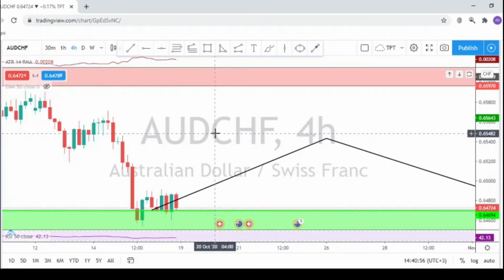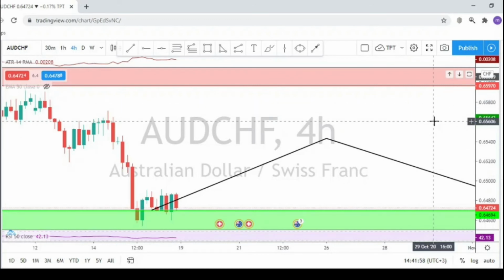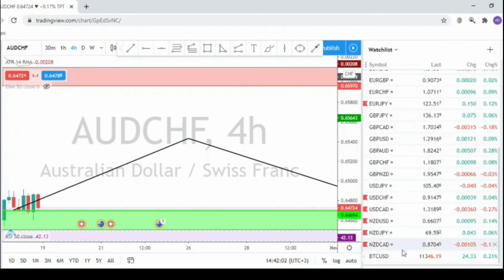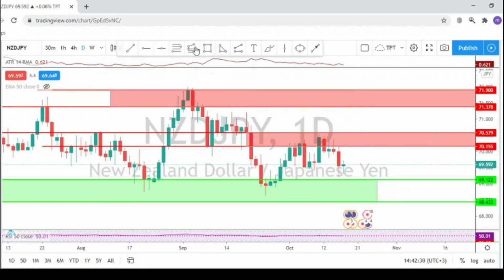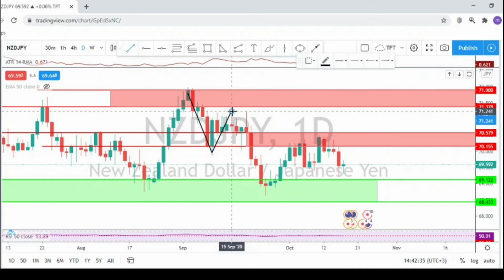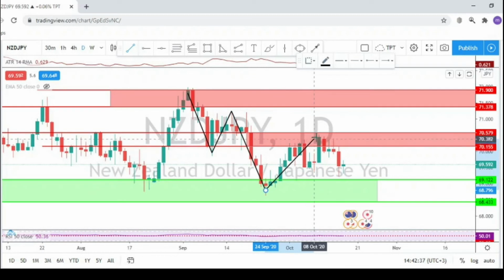So this is called correlation pairs strategy. You find two currency pairs that correlate, and with your existing strategy, find a reason to sell on one currency pair and find a reason to buy on the other currency pair with a high risk to reward ratio. The next prediction is on New Zealand Yen. Let's check it out. On this higher time frame, this market made an impulsive leg, a pullback, an impulsive leg, and a pullback.